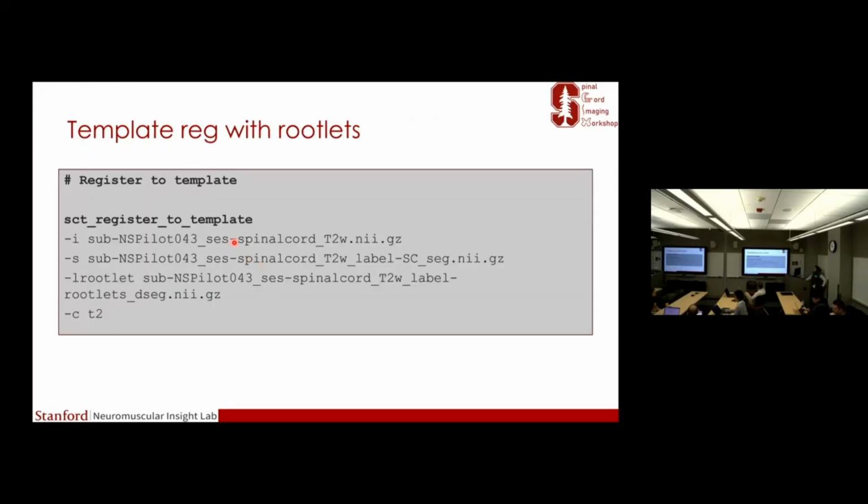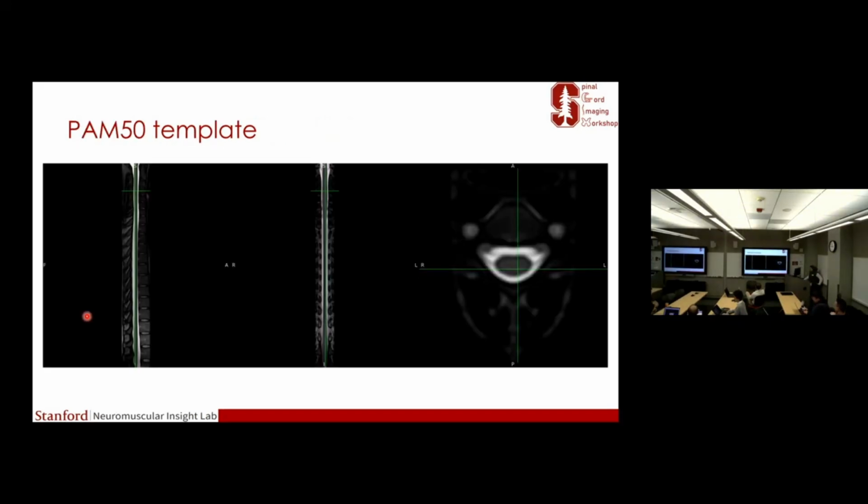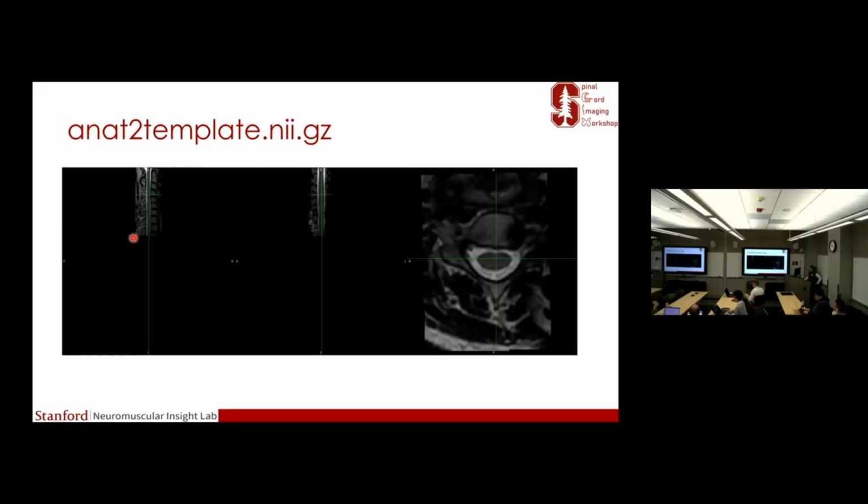And this is how we would call this command. Basically, it's sct_register_to_template. And this is our input T2 weighted image. This is our segmentation. And you would then call the rootlet option, and this is the segmentation that we got from the previous step. And our contrast is T2. And here you can see the PAM50 T2 weighted template, and this is how our subject image would look when we bring it to the template space. Again, it's always a good idea to check that the registration worked well.